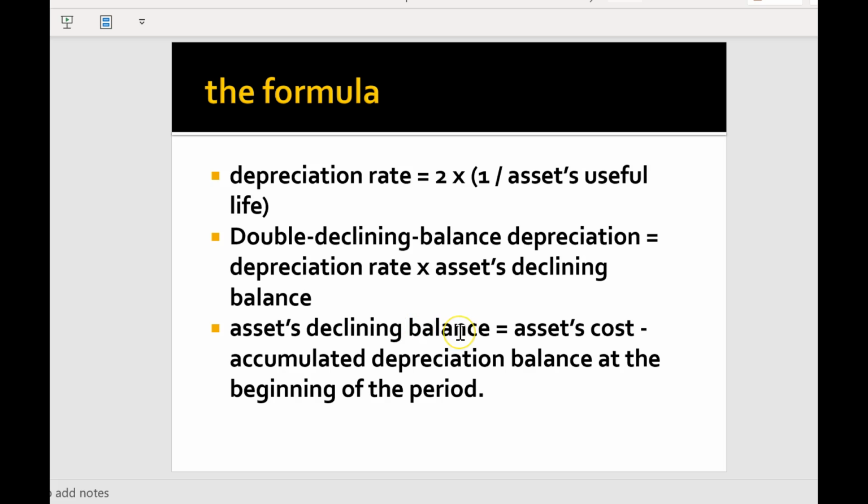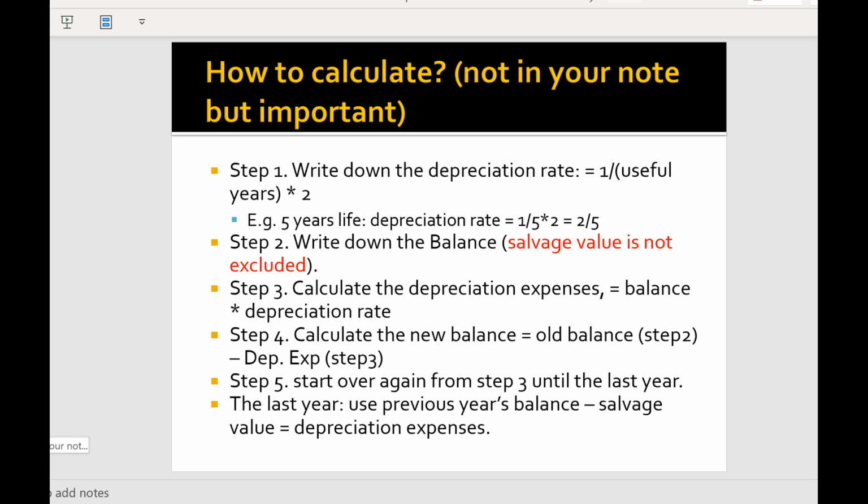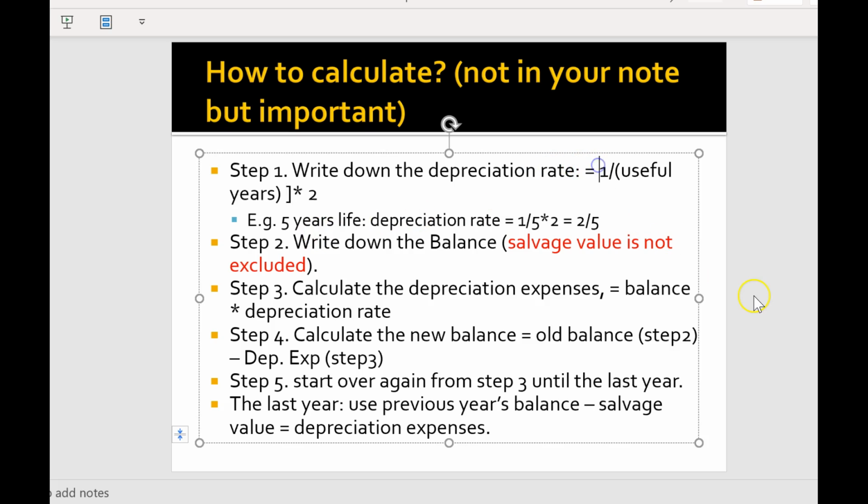Now, the assets remaining balance or the declining balance would be equal to the assets cost minus the accumulated depreciation balance at the beginning of the period. It sounds very complicated, but it is really not very complicated. I'm going to show you how. There are a couple steps that you could use to guide your depreciation of DDB. Step 1 is to write down the depreciation rate, which is 1 over useful life multiplied by 2. I'm going to add a parenthesis here so that we don't get confused. So as I said, it would be 2/6.